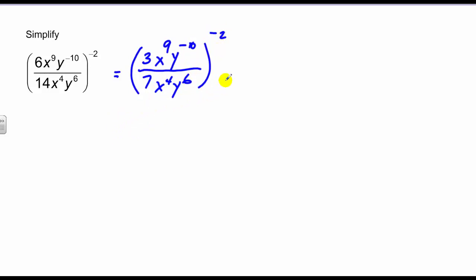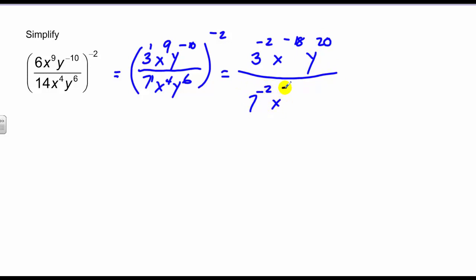So now I'll go ahead and raise the power to the power. Again, remembering that I have powers of 1 on both the 7 and the 3. So this is 3 to the negative 2, x to the negative 18th, y to the 20th, over 7 to the negative 2, x to the negative 8, and y to the negative 12. I'm going to make all my negative exponents positive exponents by taking reciprocals. The 3, since it's a negative exponent, moves down. Exponent becomes positive. X, negative exponent, moves down, becomes positive. Y to the 20th stays where it is.